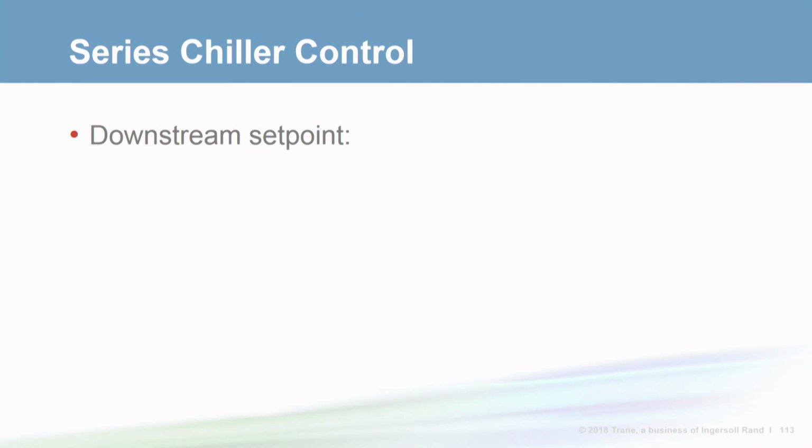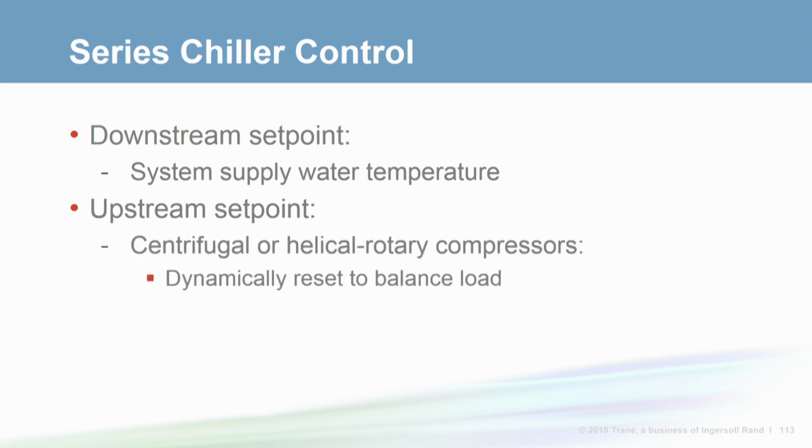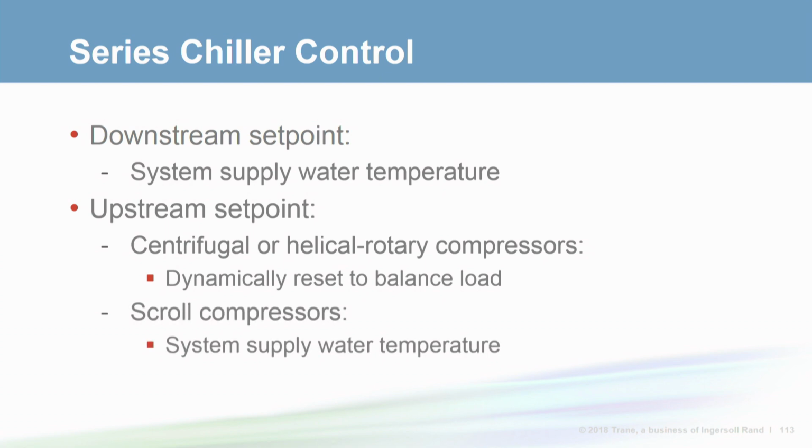So let's review. With chillers in a series configuration, set the downstream chiller set point to the system's supply water temperature. When both chillers are operating, the upstream chiller set point depends on compressor type. If the chillers are centrifugal or helical rotary, have the chiller plant controller dynamically reset the upstream chiller set point to balance the load. If the chillers have scroll compressors with stepped unloading, set the upstream chiller set point to the system supply water temperature. Sequencing is fairly straightforward.